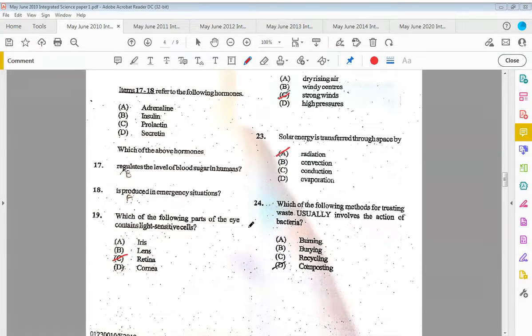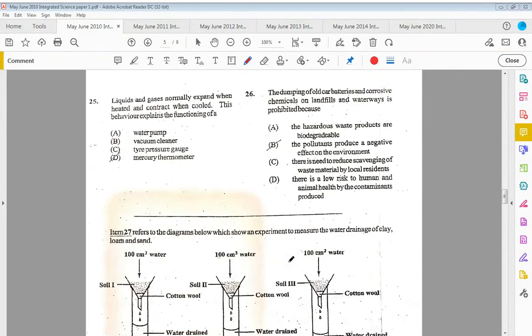24. Which of the following methods for treating waste usually involves the actions of bacteria? The answer would be composting. 25. Liquids and gases normally expand when heated and contract when cooled. So this behavior explains the functioning of a mercury thermometer.